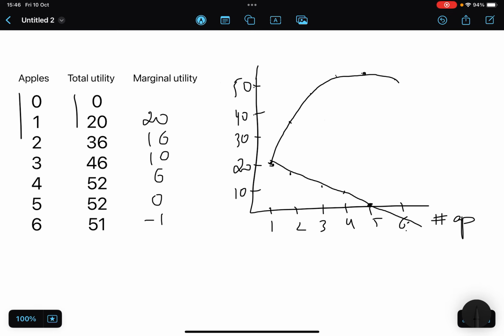To sum up, total utility shows overall satisfaction. Marginal utility shows the change in satisfaction from one more unit. As we consume more, marginal utility decreases. And that's why most of us stop after eating the 5th apple.